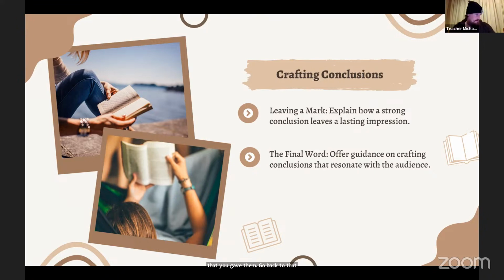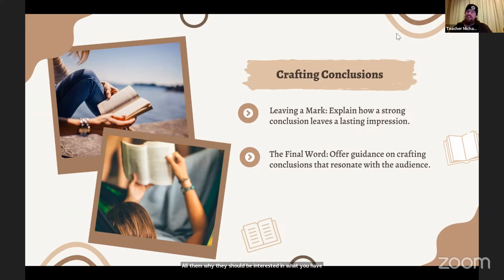And finally, address the so what. What happens when somebody tells you something that you're not interested in? You sit there and you go, so what? Why should I care? So what? Answer that so what. Tell them why they should be interested in what you have to say.